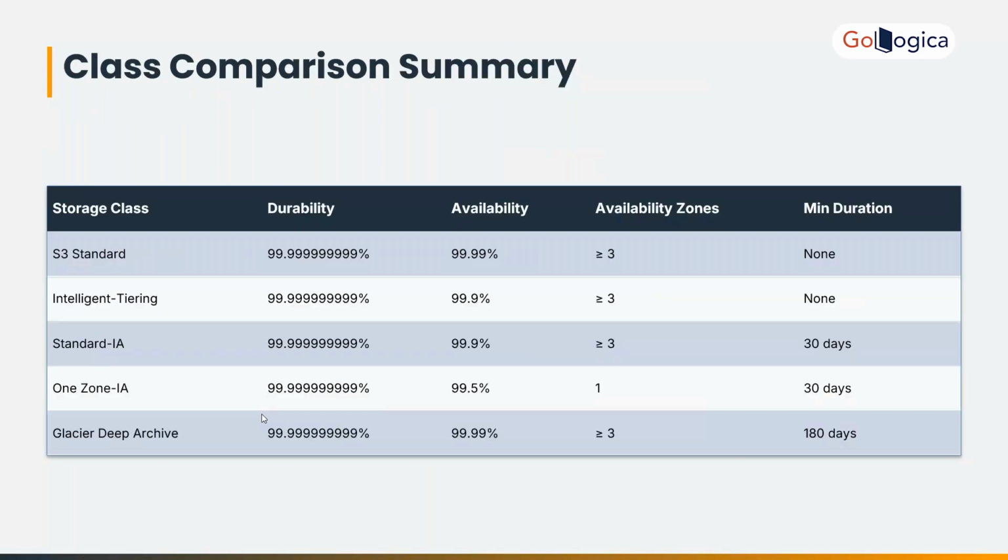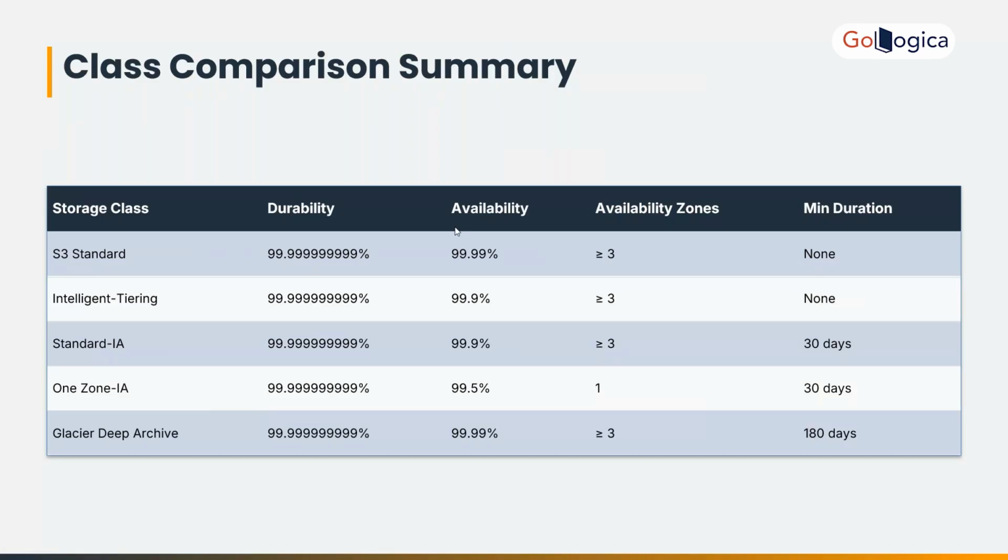Let us quickly compare these classes again here. In this table, you can see the Standard durability is 11 nines. Availability, you see, changes. So availability is something that varies.